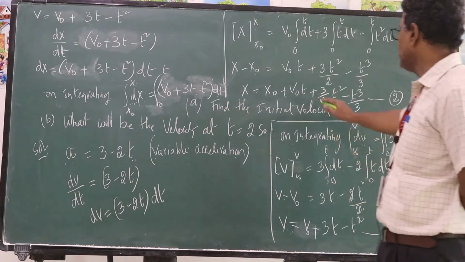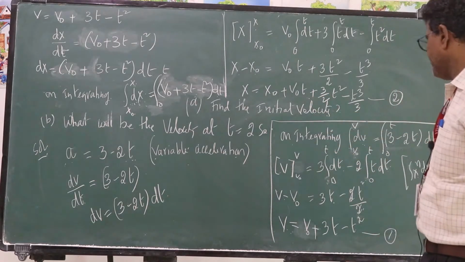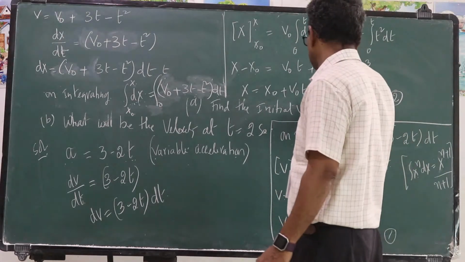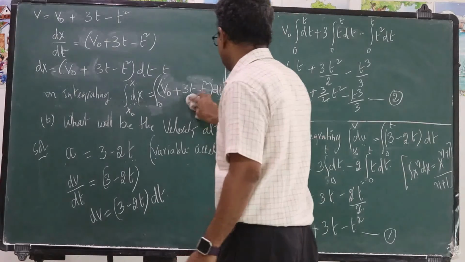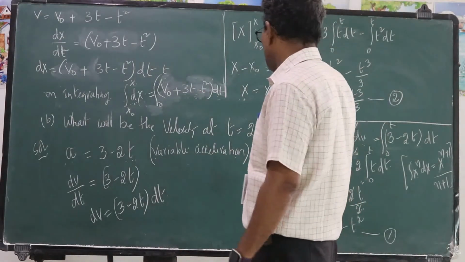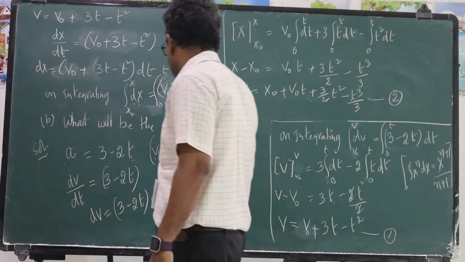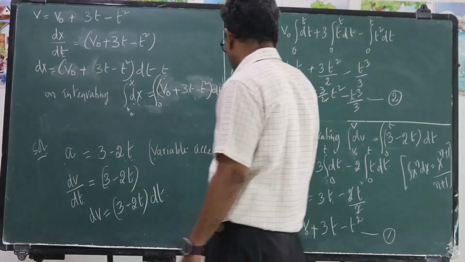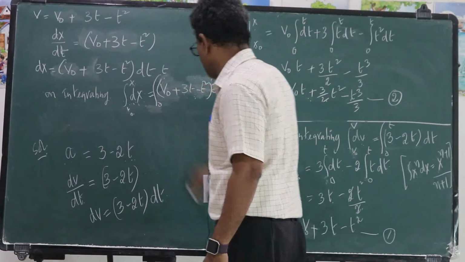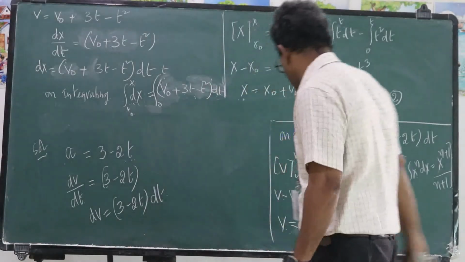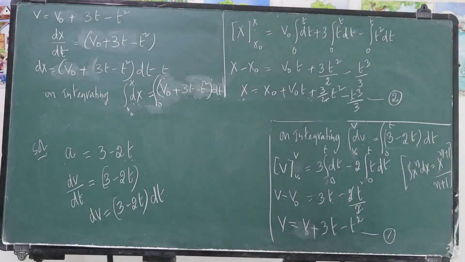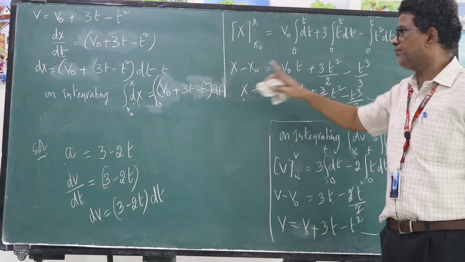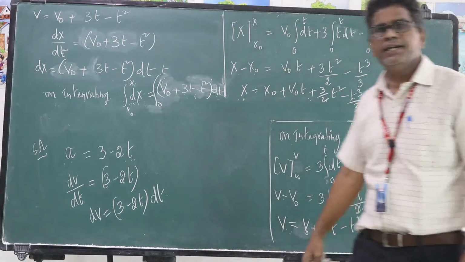So now I want the initial velocity, and the velocity at t is equal to 2 seconds. So we got here the first expression, velocity, and the second expression, position. So what I did here was integration.